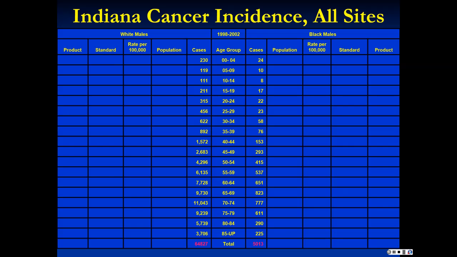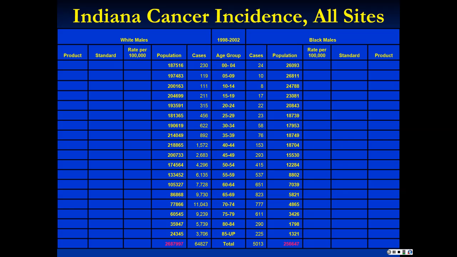So that's just the number of cases, but those aren't rates. We haven't factored in the population yet. So let's look at the population. So I'll change to the next slide. And we have the population in every age group. And you can see there's more whites than blacks in every age group in the state of Indiana. And the grand total of all the white males is more than 2.5 million, and there's only like 250,000 black males. So there's about 10 times as many white males as black males in Indiana, and there were about 13 times as many cases among white males than black males.